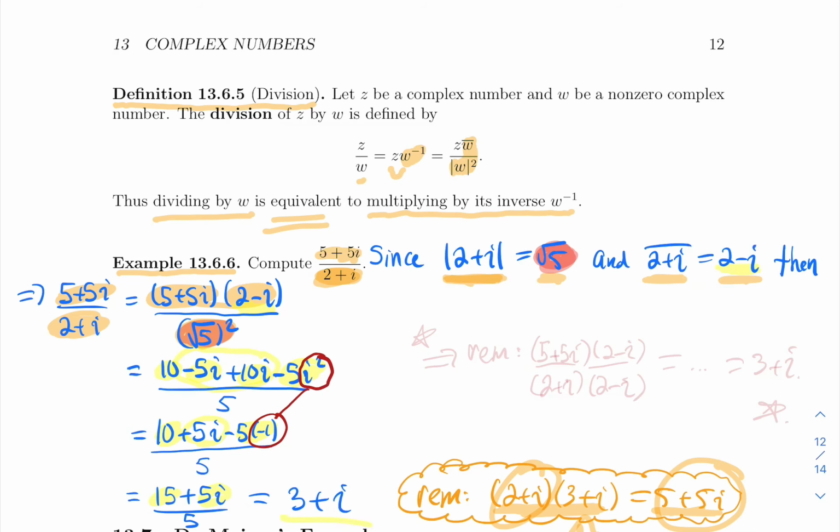Just a small remark here, and I don't care how you do it, but you might see somewhere that some people do division this way. If they have 5 plus 5i divided by 2 plus i, they simply multiply above and below by the conjugate, which is very similar to rationalization. If you get to the exact same number at the end, that's fine too. I don't care how you do it, as long as you do it correctly. That's it. Bye-bye.